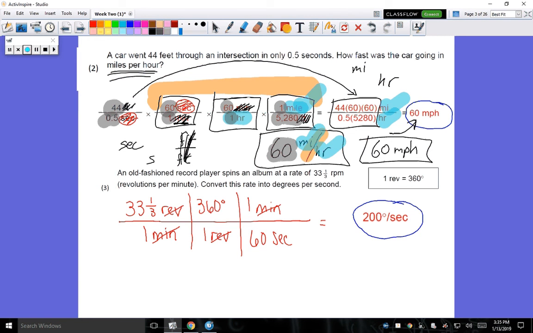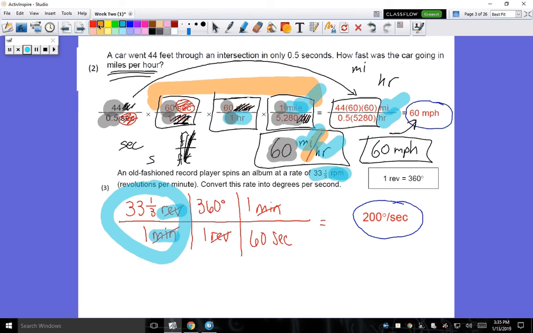Okay. Look at number 3. An old-fashioned record player spins an album at a rate of 33 1/3 RPM. Now, this is very important. RPM are revolutions or turns, like completely 360-degree turns per minute. Okay, so from this right here, 33 1/3 RPM, we have to understand to write this to begin with. Okay, revolutions per minute. Convert this rate into degrees per second.